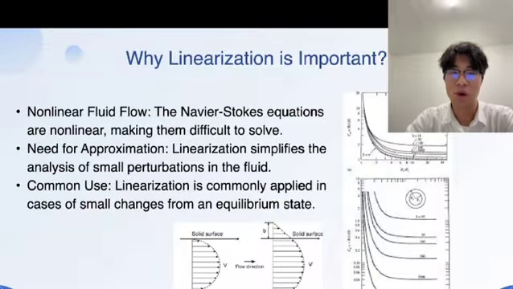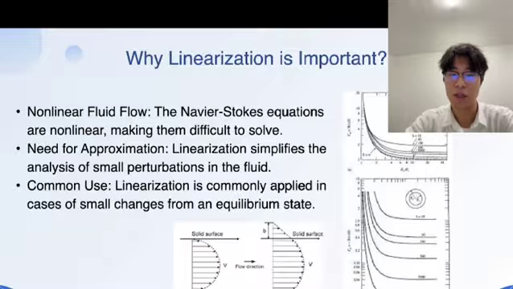Why is linearization important? Fluid dynamics is governed by the Navier-Stokes equations, which describe the motion of fluid substances. These equations, though powerful, are highly nonlinear and can be difficult to solve directly, especially for turbulent flows or complex geometries. In many cases, we can approximate the behavior of fluids under certain conditions by linearizing these equations. This process enables us to use linear methods which are easier to handle mathematically and computationally.